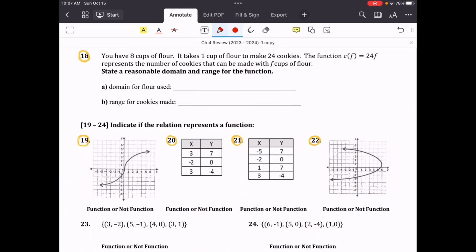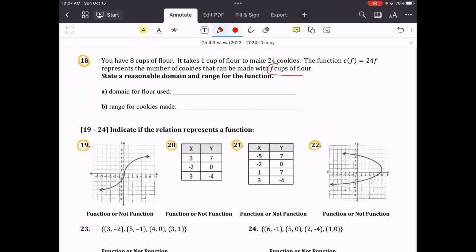All right, question 18. You have 8 cups of flour. It takes 1 cup of flour to make 24 cookies. The function c of f equals 24f represents the number of cookies that can be made with f cups of flour. State the reasonable domain and range of this function. So right now they're telling us, just by reading it, that the f represents our independent variable, and they've given us the function rule they want us to use.